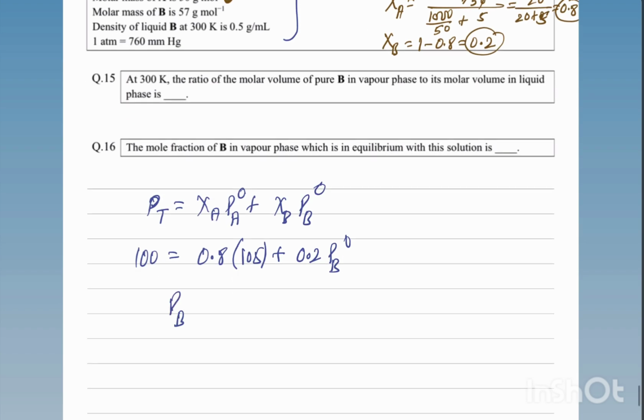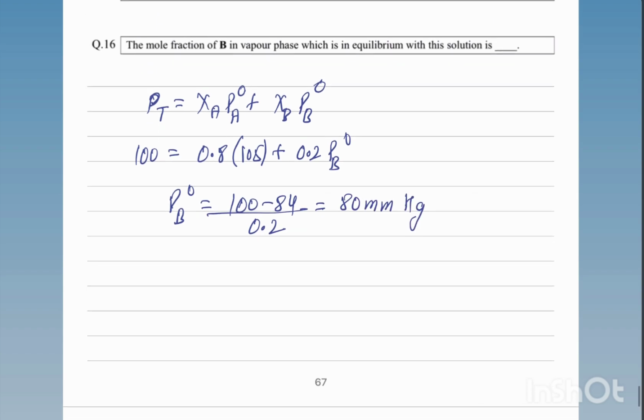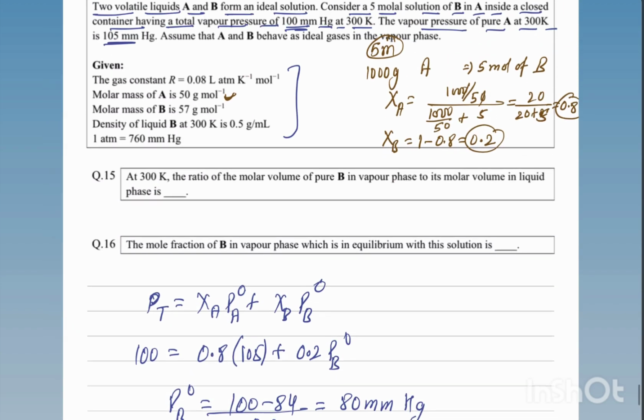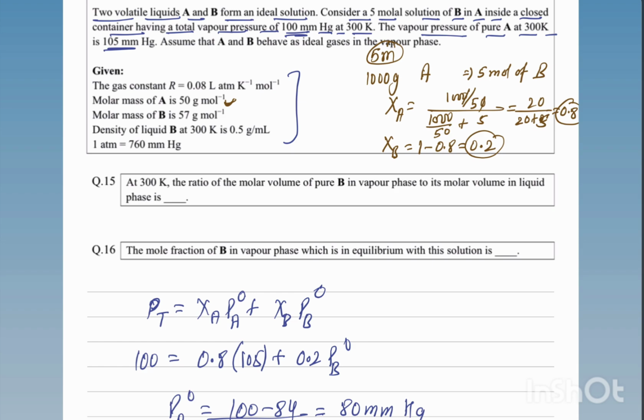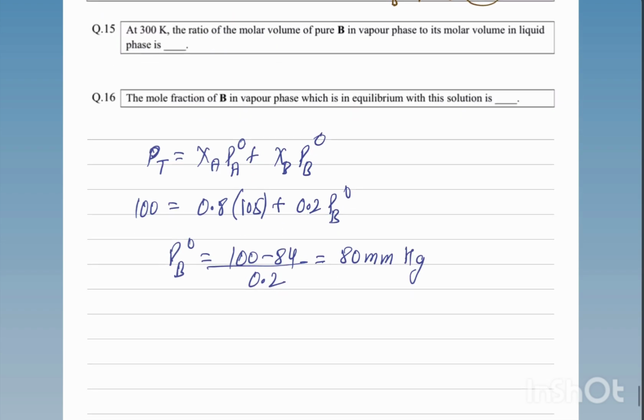So how can we calculate? PB naught will be equal to 100 minus 0.8 into 105, which is 84, divided by 0.2. So this value will be 80 mm of Hg. That means the vapor pressure of pure B will be 80 mm of Hg. So now we know the vapor pressure of pure A and pure B. Now we have to calculate the molar volume.